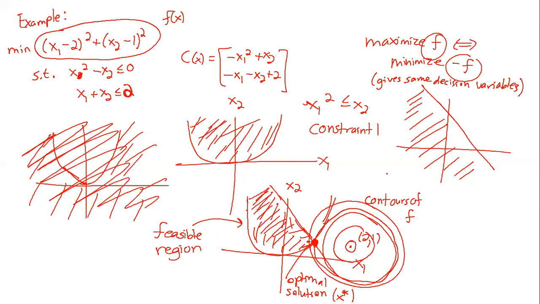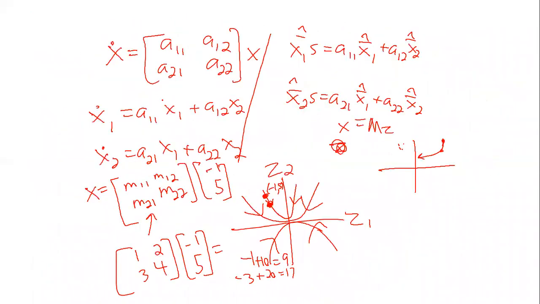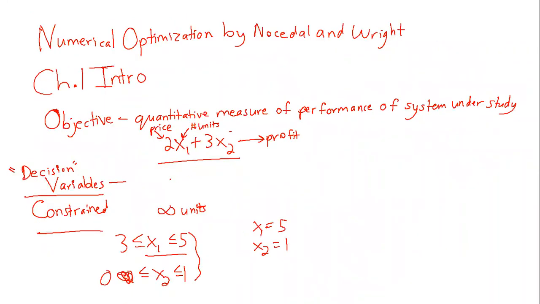Some other things that, for the sake of time, I'll just say: linear programming refers to a certain class of optimization problems that have specific types of objective functions and constraints. Let's go back to this example.